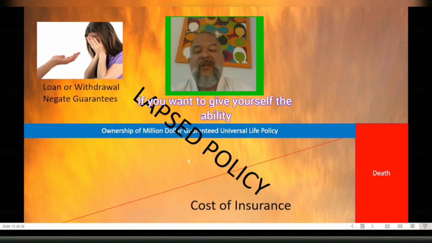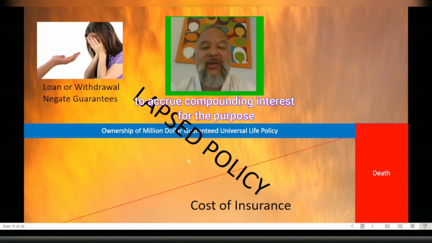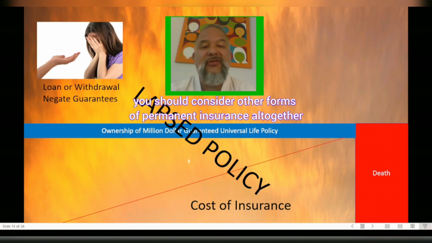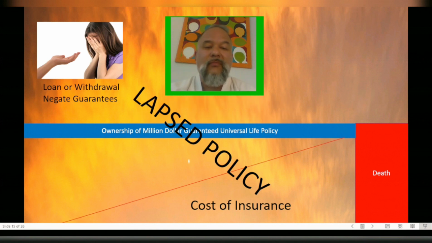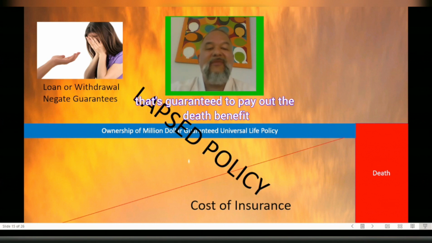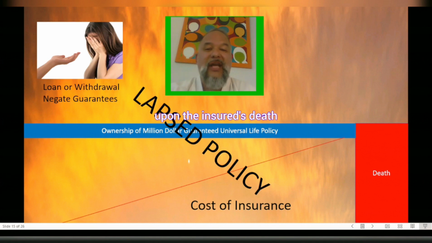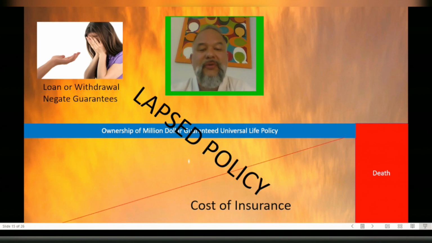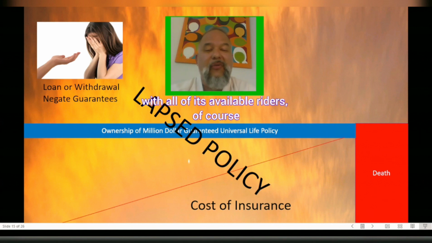If you want to give yourself the ability to accrue compounding interest for the purpose of living benefits and a death benefit, you should consider other forms of permanent insurance altogether. Just think of a guaranteed universal life policy as a lifelong term policy that's guaranteed to pay out the death benefit upon the insured's death, with the option of extending the policy out to age 120, if you so choose, with all of its available riders, of course.